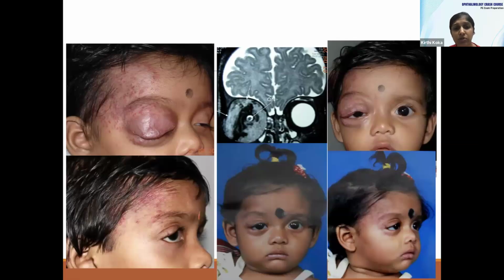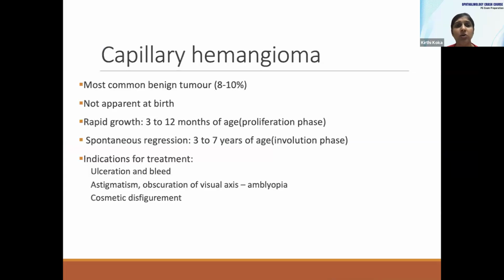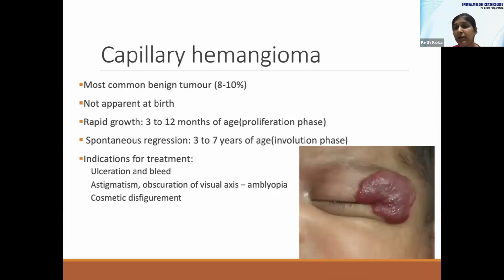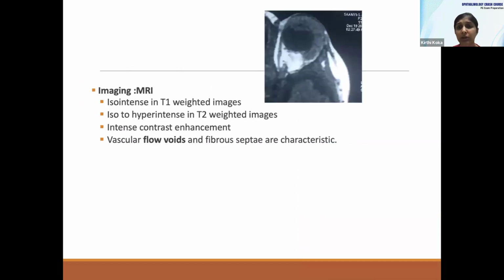So what is your treatment? What is the diagnosis here? It is going to be capillary hemangioma. Okay, so you need to know that capillary hemangioma is the most common benign tumor in children. It generally will start within 3 to 12 months and keep increasing in size, and they can spontaneously involute by 7 years of age. You generally don't treat them, but if they are going to obscure the visual axis, or they're cosmetically not looking good, you can treat them.